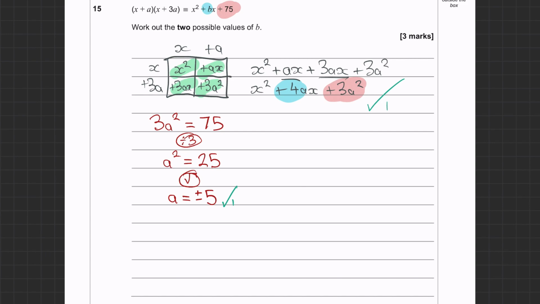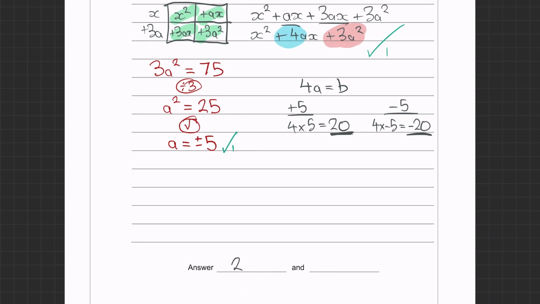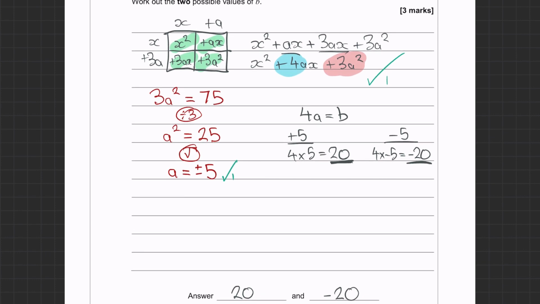That'll be another mark. Our last step then, we want to find b. We know 4a is equal to b. We know our a value, which is plus or minus 5. So firstly, if we input our plus 5, we'll have 4 times 5, which is 20. So that's one of our values. And then if we input minus 5, 4 times minus 5 is minus 20. There's our second value. So we work out two possible values of b, which is 20 and minus 20. Looks tricky. Just use your quadratic knowledge and then compare the values.